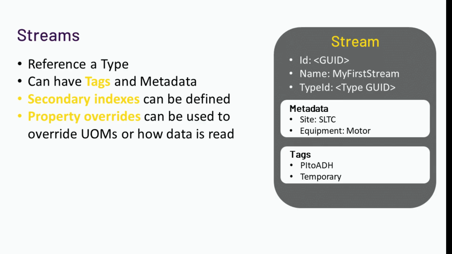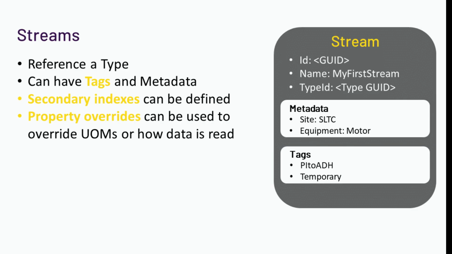Next, we'll take a look at streams. So streams reference a type. As we can see, they have a type ID field. They can have tags and metadata, which are useful static information about the stream. Metadata is a key value pair, so for site, it might be SLTC. And then tags, which are just a simple value, which could be something like PI to ADH. These just give you an easier way to search your streams and find useful information about them.